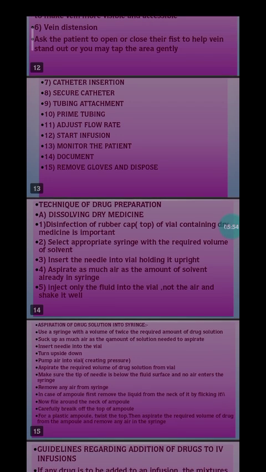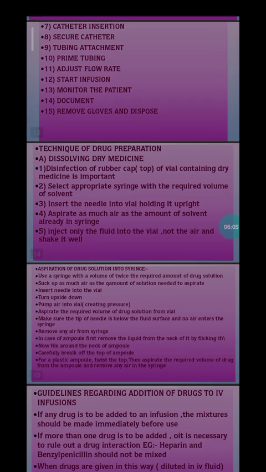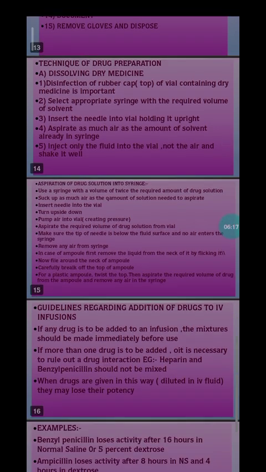Number 3 is insert the needle into the vial holding it upright. Number 4, aspirate as much air as the amount of solvent already in the syringe. And number 5, inject only the fluid into the vial and not the air, and shake it well. What will happen if the air goes in? The air will go inside the patient's body and it can lead to serious complications.